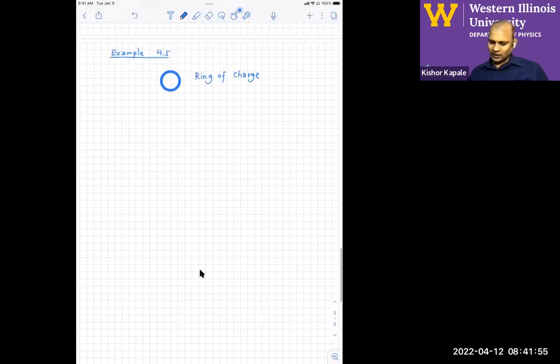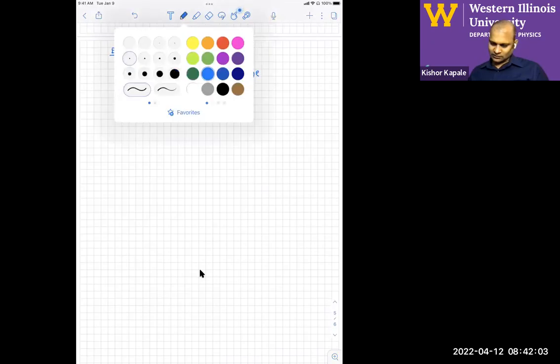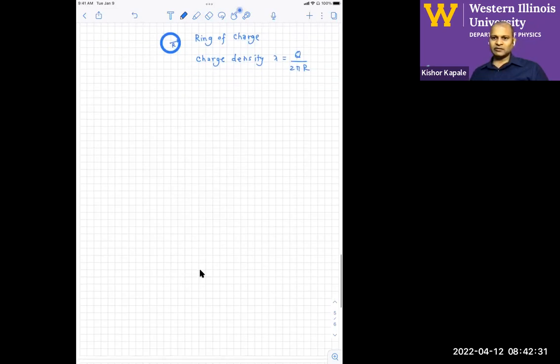Ring of charge, and the charge density, lambda. Sorry, I don't like this very much, so let's go back. The ring of charge is essentially a linear charge, right? So it's going to be a linear charge density. Lambda is going to be the total charge Q over the length of the ring, which is 2 pi r when the radius of the ring is r. Okay, everybody with me so far?